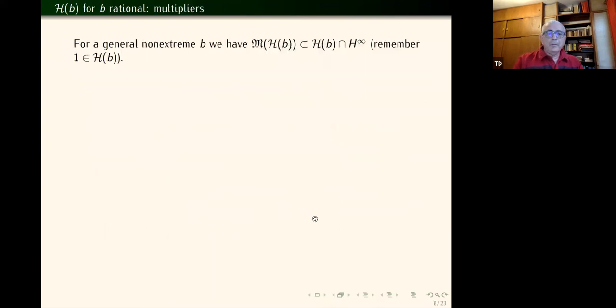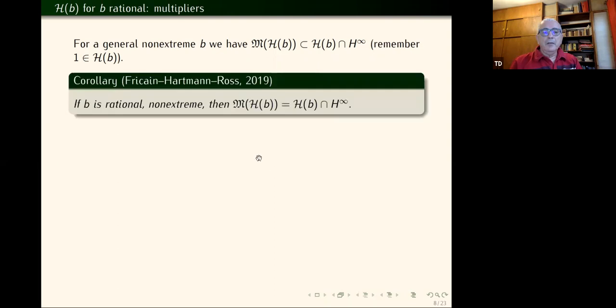So one problem that we can easily solve is what happens with the multipliers in this case. We know that in the general non-extreme B, the multipliers are contained in H of B intersected with H infinity. But in fact, in this case, we can show that it is equal. And this is a result by Fricain, Hartmann, Ross two years ago. So the multiplier algebra is equal to the intersection of these algebras.